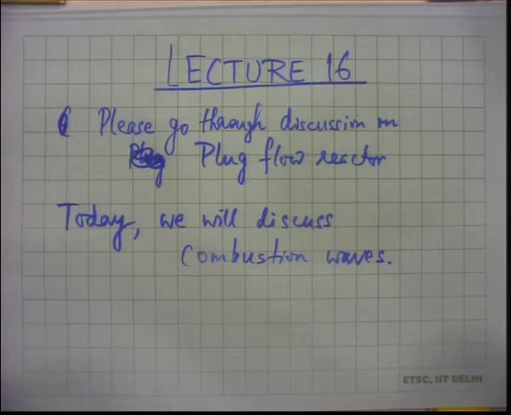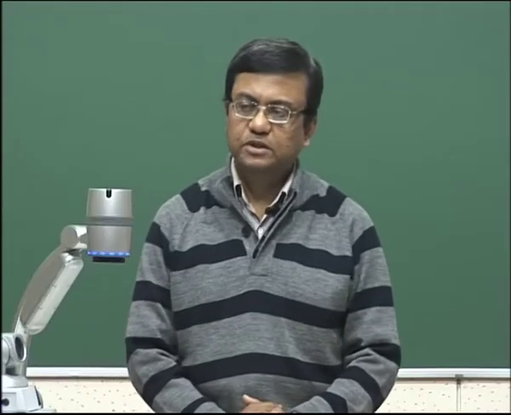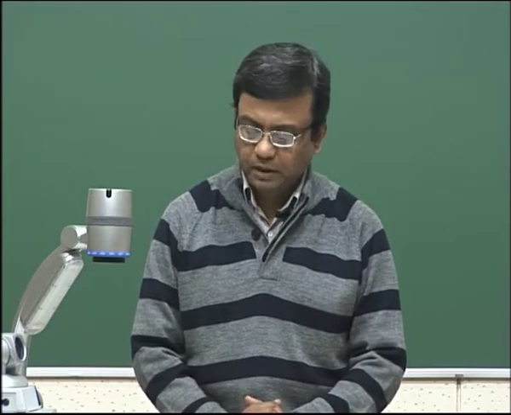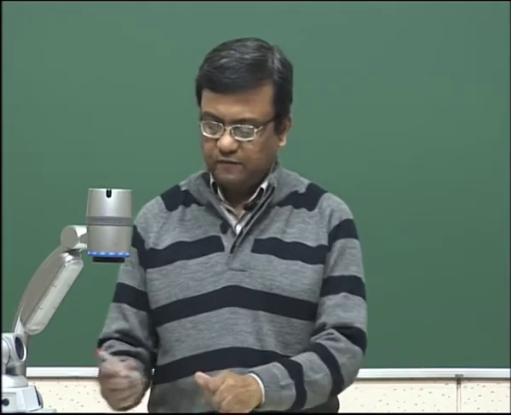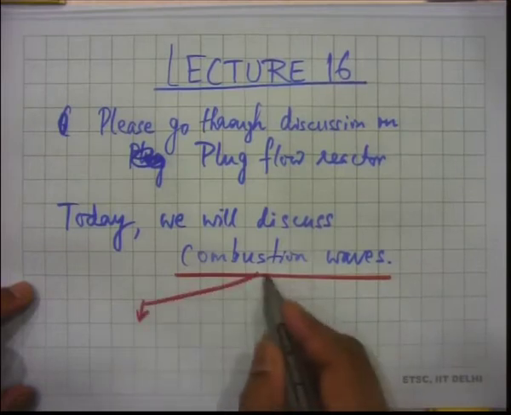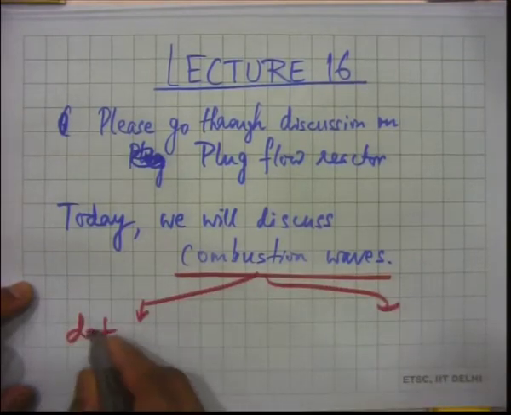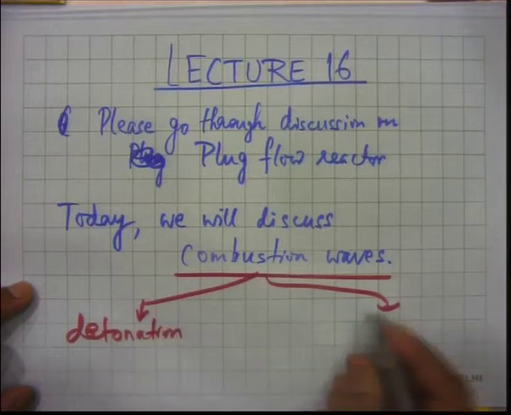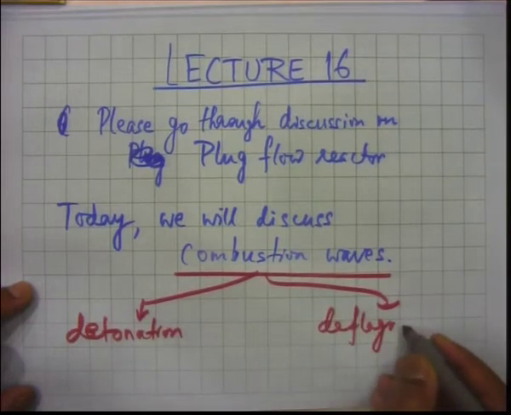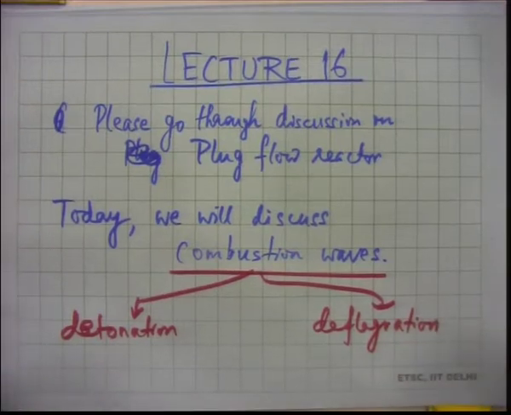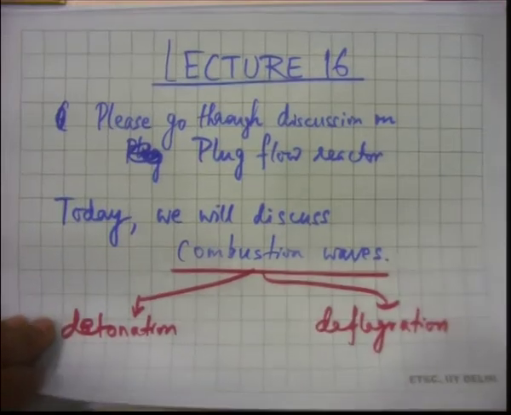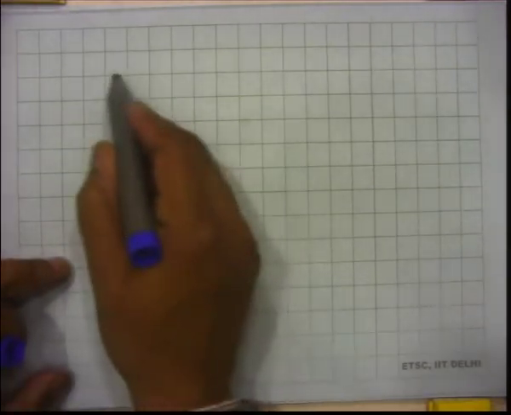So, today we will start discussing combustion waves. So, we will start discussing not exactly a reactor, but a situation where there is a combustion wave propagating through a mixture. And a combustion wave can be actually a detonation wave, or it can be a deflagration wave, detonation or deflagration. Now, this will slowly become clear to us, but we will have a simplified discussion of this sort of a situation. So, let us see what the physical configuration is.